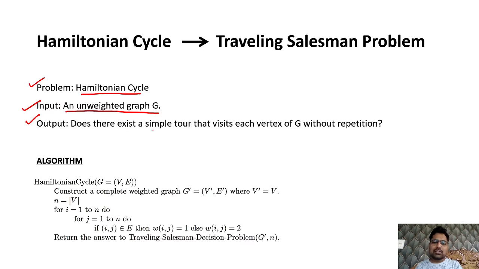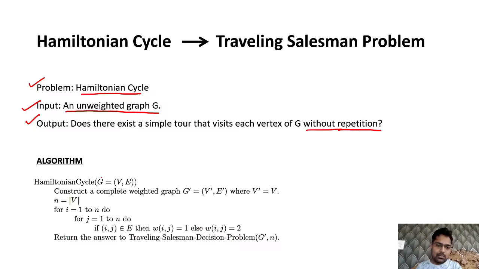Does there exist a simple tour that visits each vertex of G without repetition? Whether this exists or not. So it is a decision problem for us. So we are finding the Hamiltonian cycle. As we have already seen, a Hamiltonian cycle means we have to visit all the vertices, and that should be once, meaning without repetition. That should be our output.